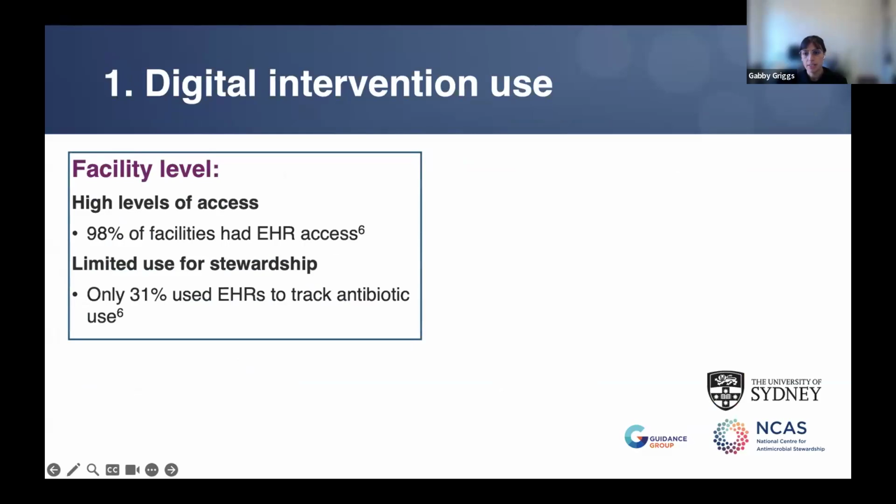Across the studies that described the use of digital interventions, the key message that we took from it is that the technology is largely in place, but it's not being fully used for stewardship purposes. For example, one study found that almost all facilities had electronic health record systems. But when it comes to using those systems for more advanced antimicrobial stewardship use, much fewer are doing so. Only about a third of them were using them to track antibiotic use.